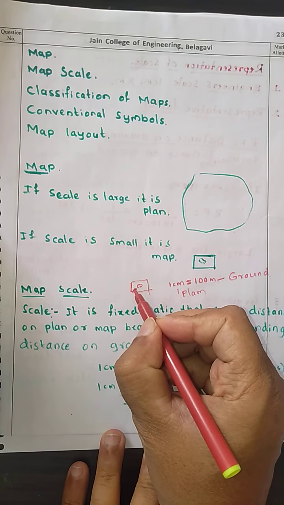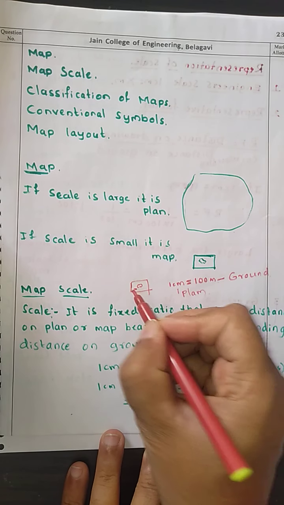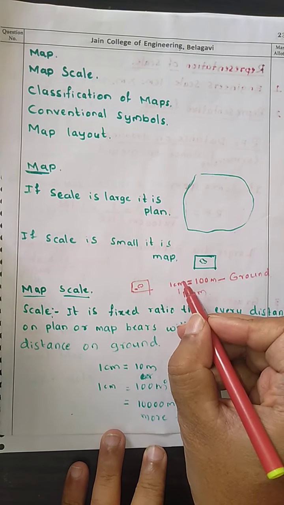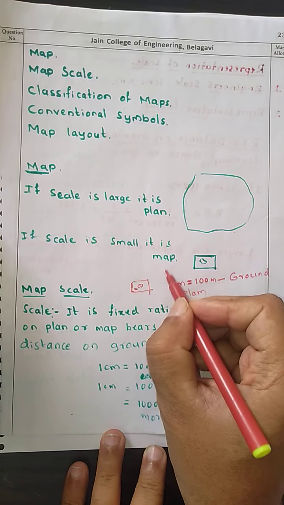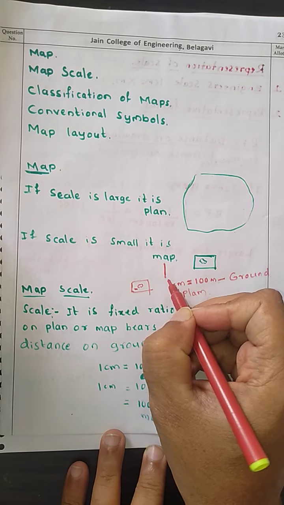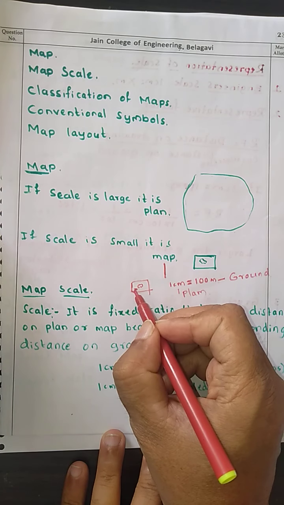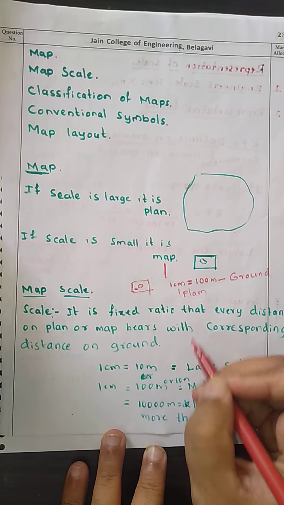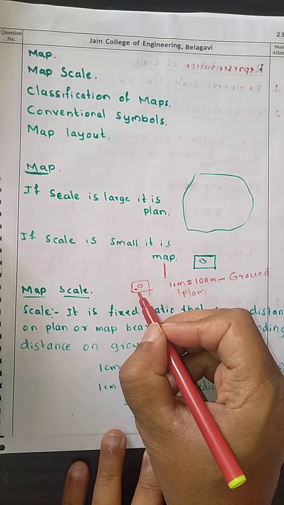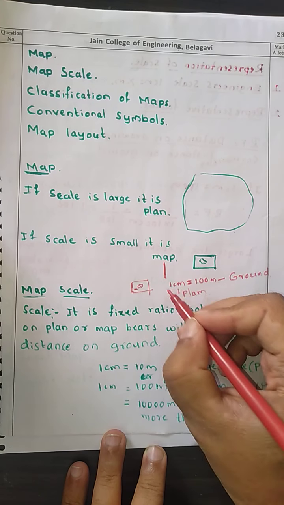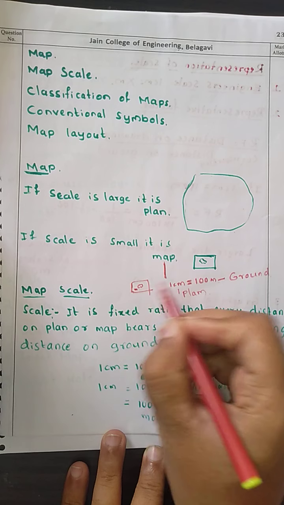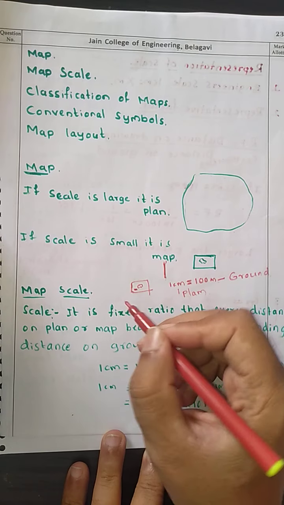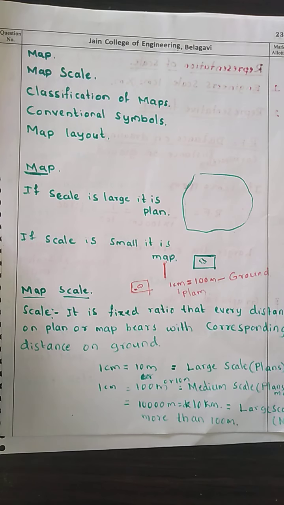This 1 centimeter on this particular sheet represents 100 meters on the ground. 1 centimeter on a sheet of paper represents 100 meters on the ground. I think you have understood it. A scale is nothing but the fixed ratio between every distance on a plan or map and the corresponding distance on the ground. 1 centimeter on a plan represents 100 meters on the ground. That is called a map scale.